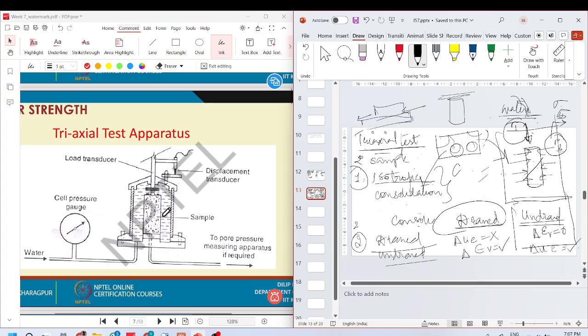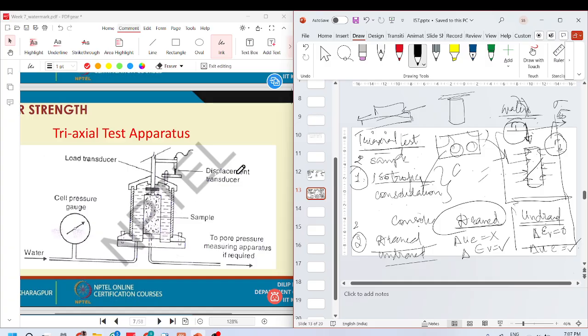principal stress, sigma 3, and then this is the loading from the top. We give an axial strain to this whole setup. This is the apparatus where we can measure the changes in the excess pore water pressure. So, unlike a direct shear test, this can be done for both drained and undrained cases.